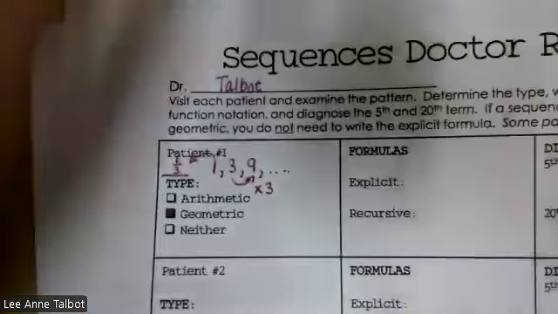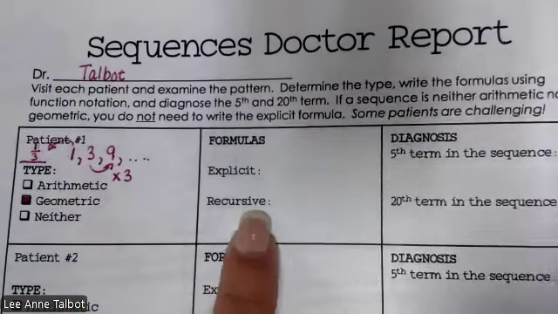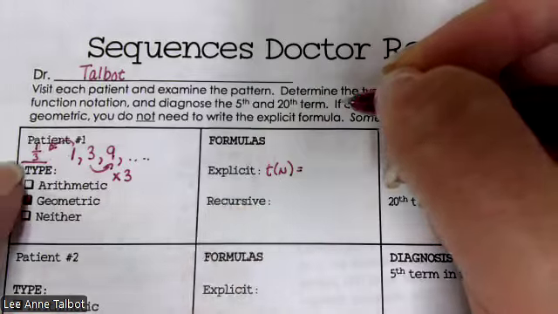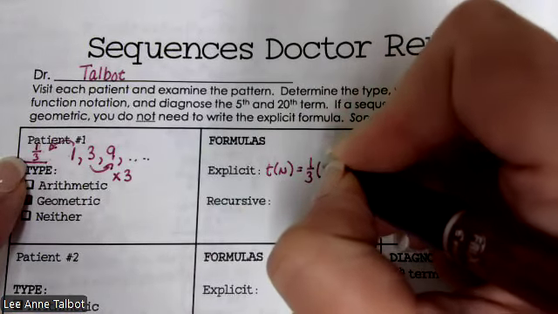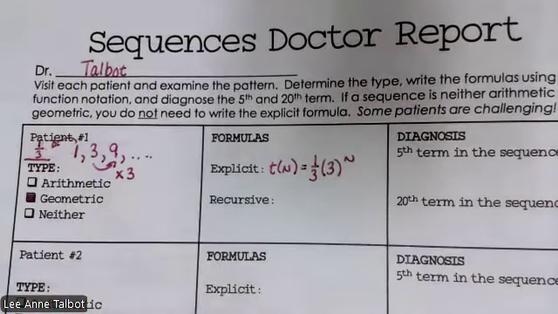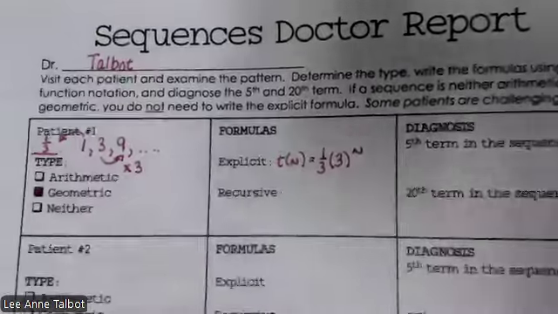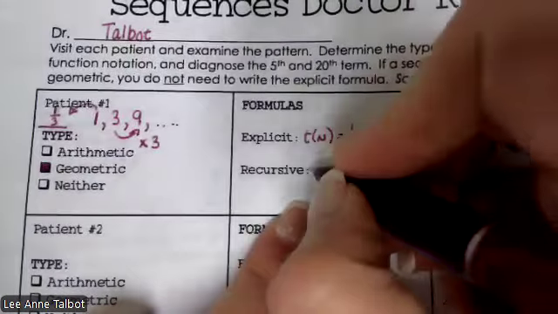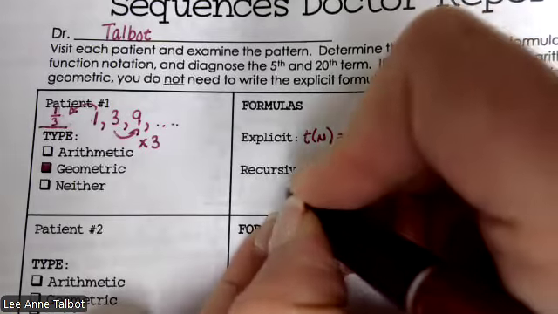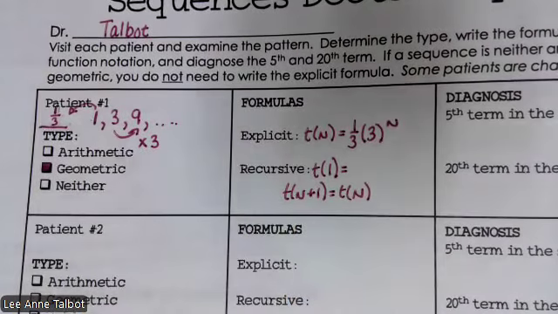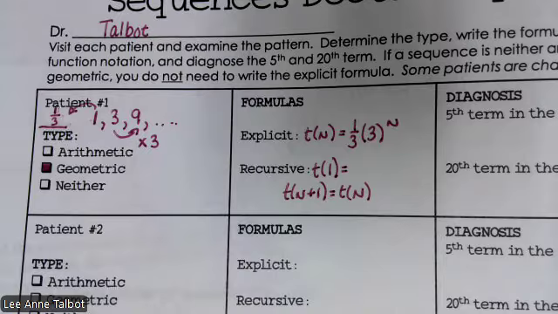Okay, formulas. Scooch over here. Okay, the explicit, so this is a geometric. T of n equals T0 times R to the n. So T0 times R, which is the growth, to the n power. Recursive. Just start with that every time. That's the same setup for every single one of these recursives.